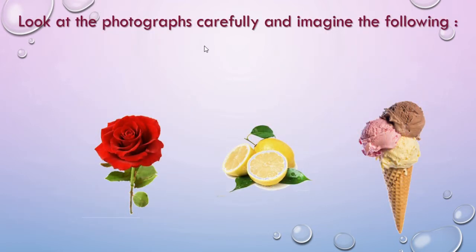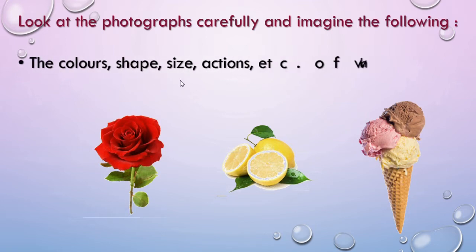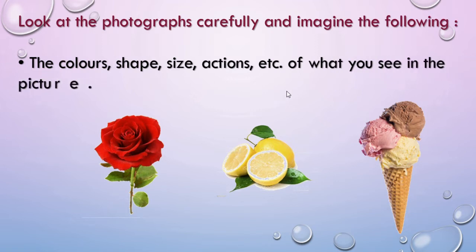Look at the photographs carefully and imagine the following. Here you can see 3 photos: rose, lemons and ice cream cone. What to imagine? The colors, shape, size, actions, etc. of what you see in the picture. What you see means here the function is seeing. Which sensory organs do this? Yes, our eyes. Eyes to see.